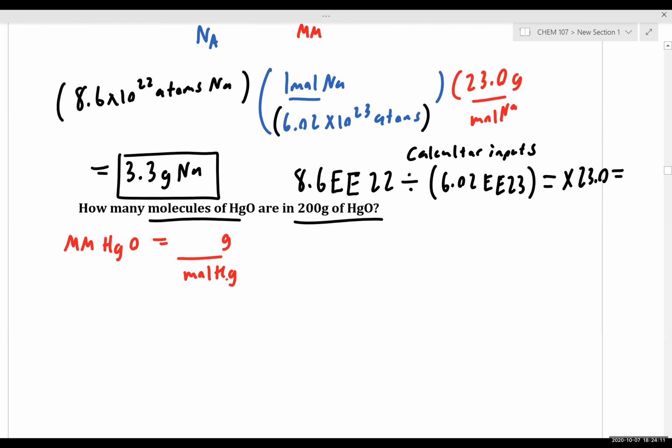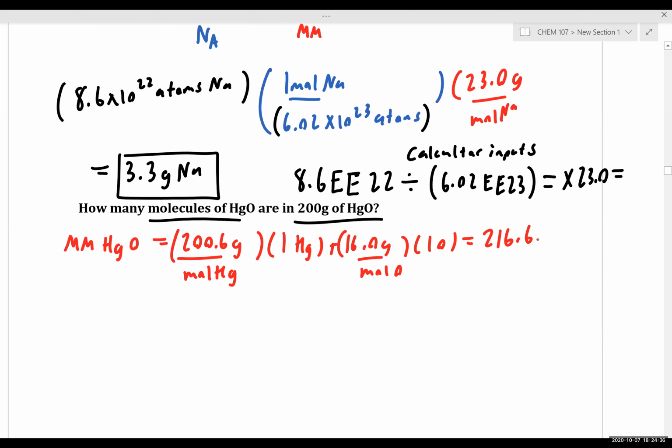What is the mass of mercury? 200.6. Perfect, perfect. So we have 200.6 grams per mole of mercury, and we have 1 mercury atom. And then for oxygen, it's 16.0 gram per mole of oxygen, and we have 1 oxygen atom. That gives us 216.6 grams per mole of mercury oxide.